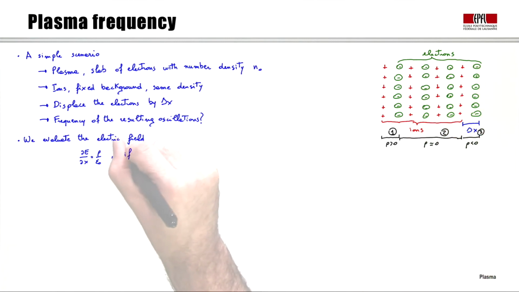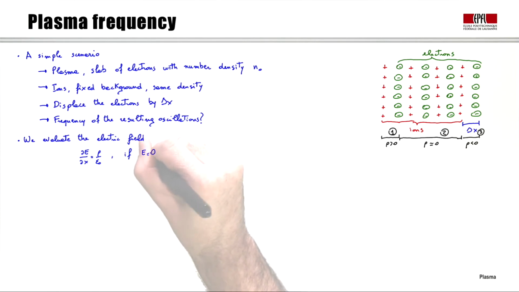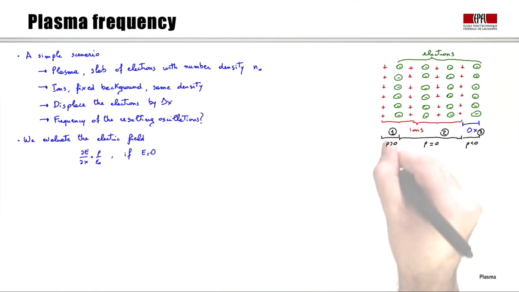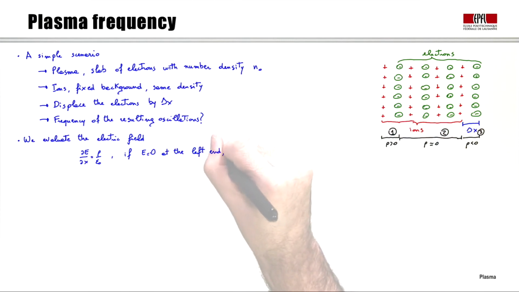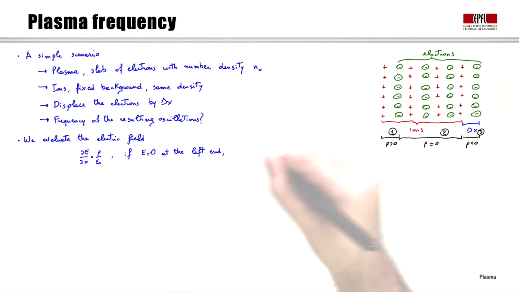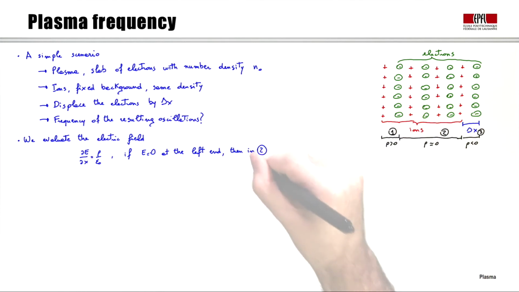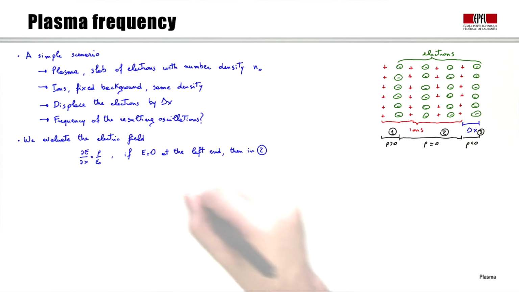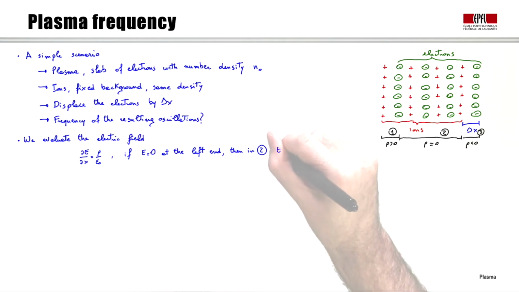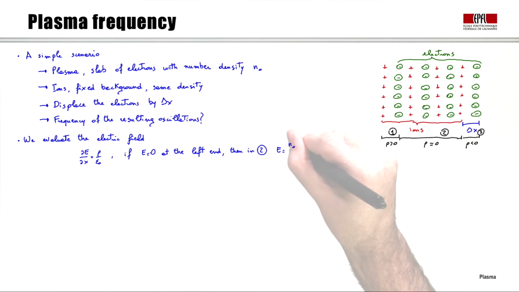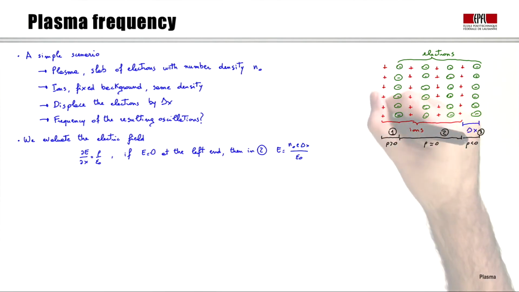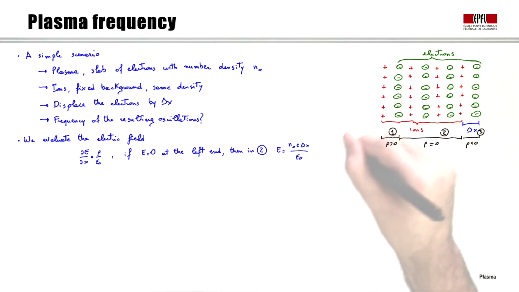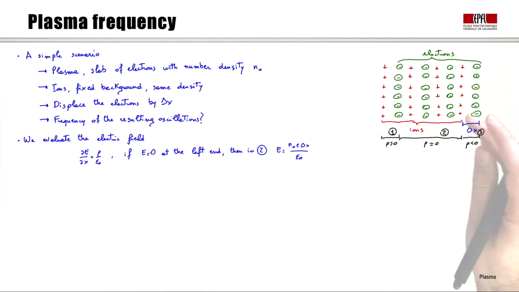Now, if E is equal to 0 at the left end here, then in region 2, by integrating Gauss' law, we will have that E is equal to n0 e delta x divided by epsilon 0. We have integrated the charge that is present in region 1 because of the displacement of the electrons towards region 3.